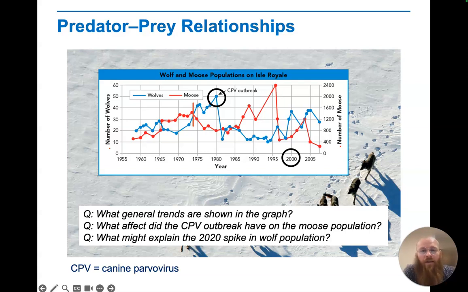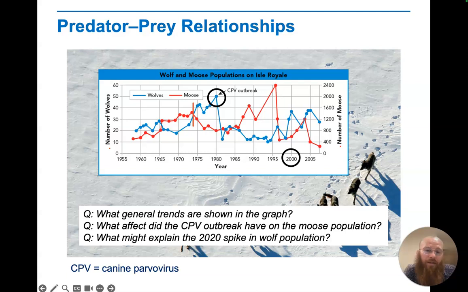But it's important to understand that it's not just that the moose population follows the wolf population, because as the moose population goes down, there are also fewer moose available for the wolves, and so there would be increased competition for food sources for the wolves. Increased competition is going to lead to, again, lower birth rates, higher death rates, and immigration to other areas.